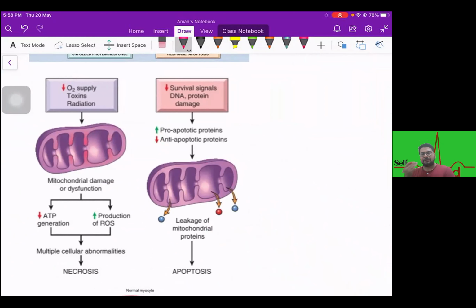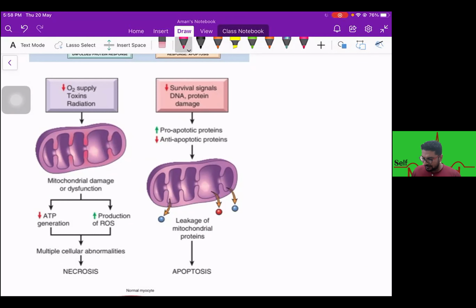There's a decrease in oxygen supply, or there can be toxins, there can be radiation. So ultimately, mitochondria are the first to be damaged. When mitochondria are damaged, ATP generation is reduced and there's production of reactive oxygen species. You will see multiple cell abnormalities, and that is classically seen in necrosis. Right? You will see there is a disbalance of pro- and anti-apoptotic genes.